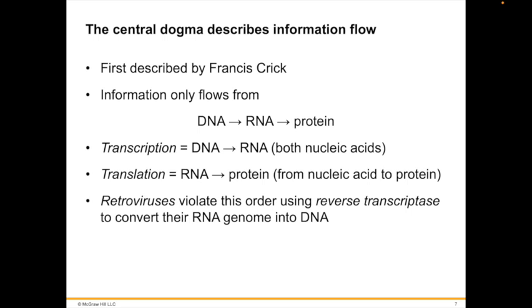Since the original formulation of the central dogma, a class of viruses called retroviruses was discovered that can convert their RNA genome into a DNA copy using the viral enzyme reverse transcriptase. This conversion violates the direction of informational flow of the central dogma, and the discovery forced an updating of the possible flow of information to include this reverse flow from RNA to DNA.